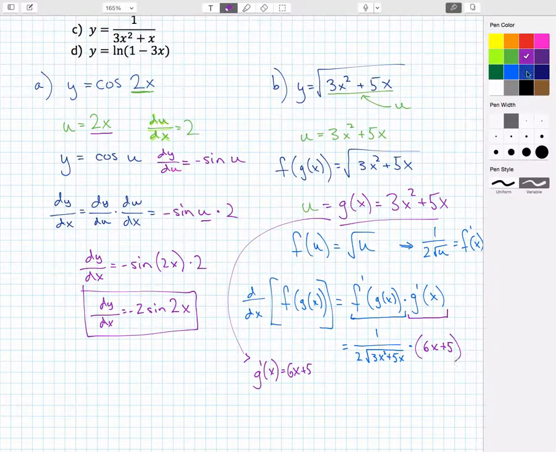And then we can rewrite this. We can multiply into the top, and we get a fraction, 6x plus 5, all divided by 2 times the square root of 3x squared plus 5x. And it's not a particularly beautiful result, and you can see that it would have been very hard to calculate this derivative without the chain rule. But we were able to do it, and there it is. So that's great.